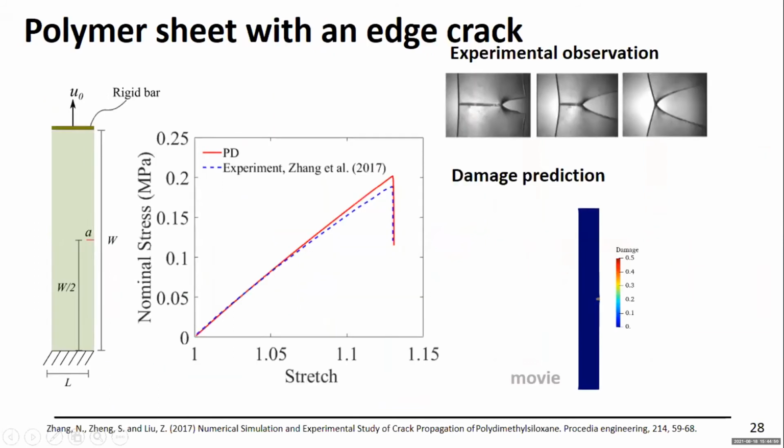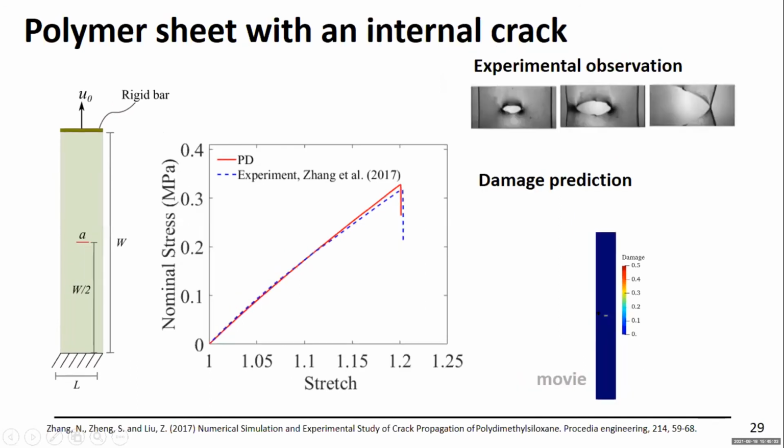Then we compared the normal stress against the stretch against the experimental measurements. Okay, so this is the damage prediction here. As you can see here, it very nicely captures the experimental observation here. And here, the one with the internal crack.